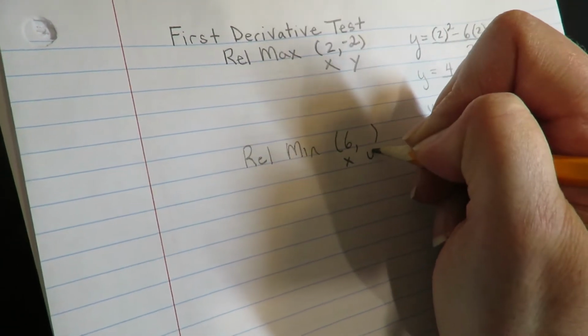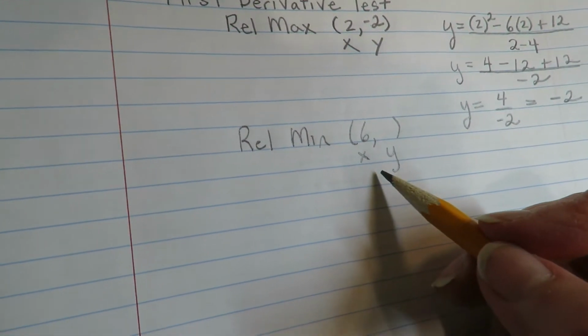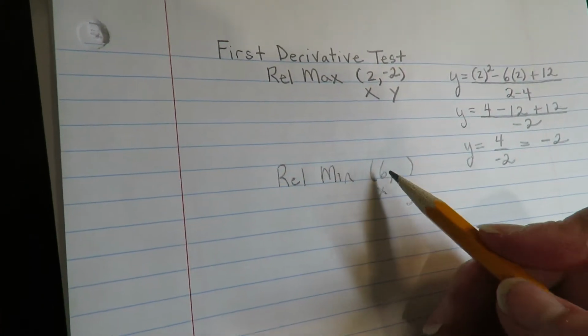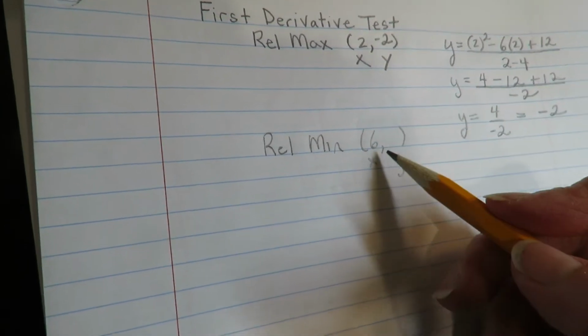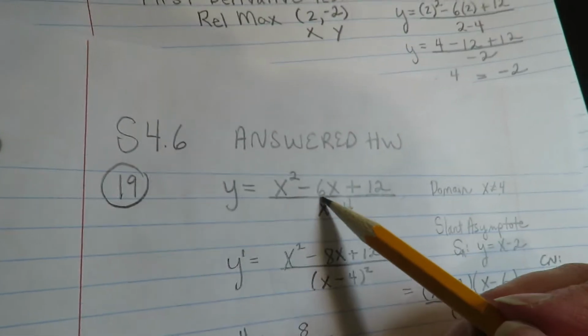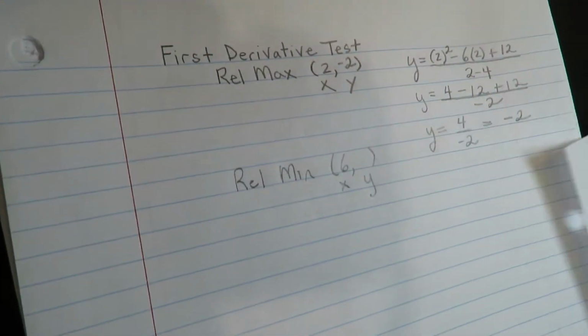And again, I need the xy value. If we plug this in the derivative equals 0. I actually want the point on the graph. So again, I'm going to plug it into the original function.